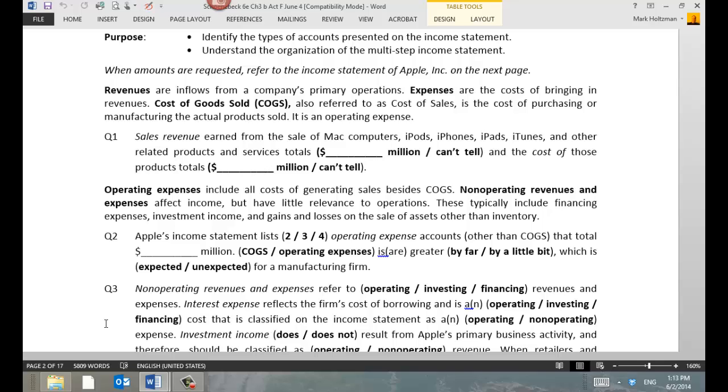So for Apple, for example, how does Apple make money? Selling products. Selling what products? Phones, laptops, what else? Tablets, iPods, iPads.